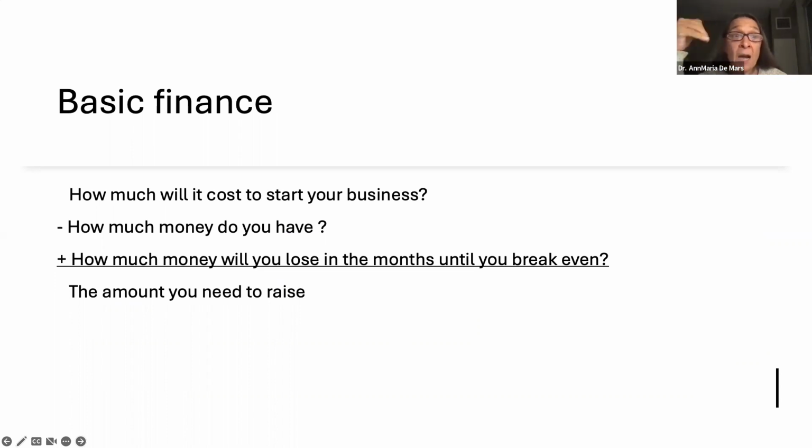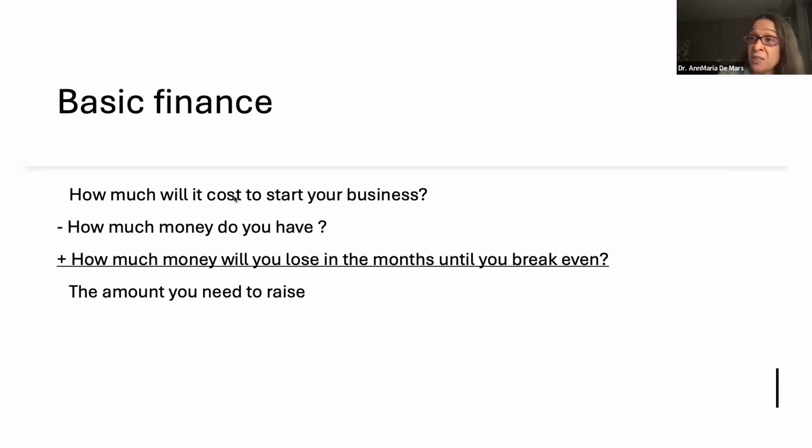So basics of finance: how much is it going to cost you to start your business? How much money do you have? And how much money will you lose in the months until you break even? This last part is the one that a lot of people forget about. They think, okay, it's going to cost me $10,000 to start out, but they don't think about the fact I'm going to lose $5,000 the first month and $2,000 the second month and $1,000 the third month. And if they don't have enough money to cover that, then they're going to go out of business.